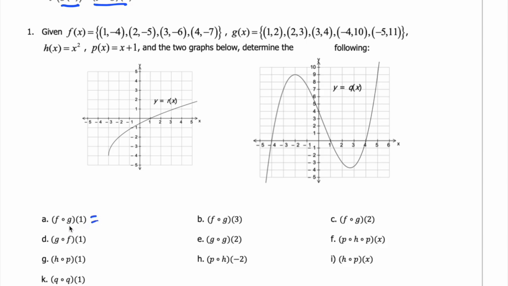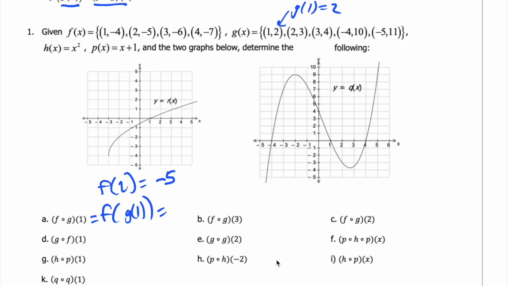f of g of 1 means you do g of 1 and then you put that into the domain of f, get that result, right? So g of 1 is 2. Okay, so that's g of 1. g of 1 equals 2, so then you do f of 2. So f of 2, you put in the 2 for f and you get negative 5. So they all work kind of similar.